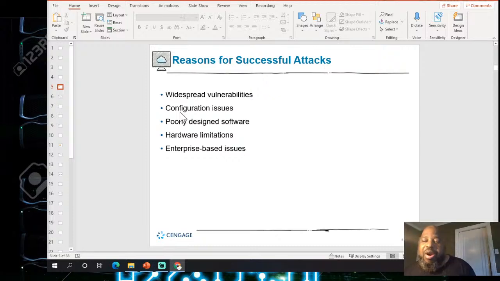And the last one is super big, especially enterprise-based issues. When you're in an enterprise and you've got 1,000, 10,000, 30,000 people, how do you handle all that, right? How do you lock that down as a service? How do you do security for an enterprise-based company, right? That's why CISOs get paid all the money, right?